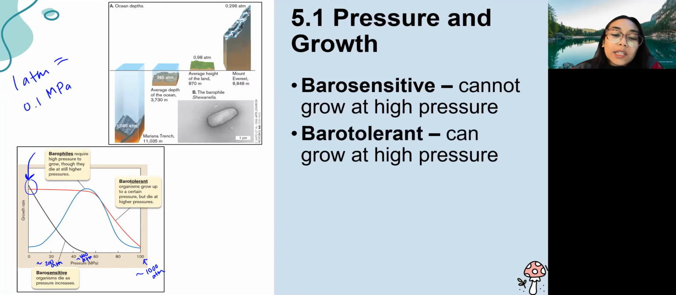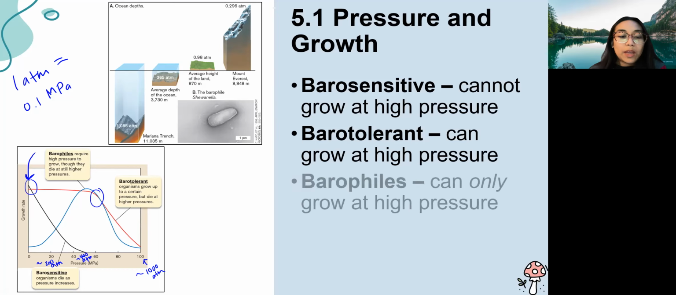The barotolerants are these organisms that can grow at high pressure. They can also grow at low pressure, though. So they can grow at low pressure, high pressure. They can do it all. They do have a limit, though. They can't go anywhere past like 60-ish. They start to die out past 60 megapascals. So that's 600 ATM-ish.